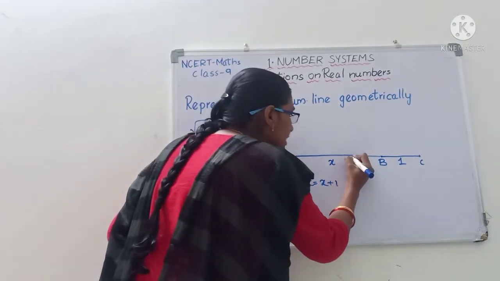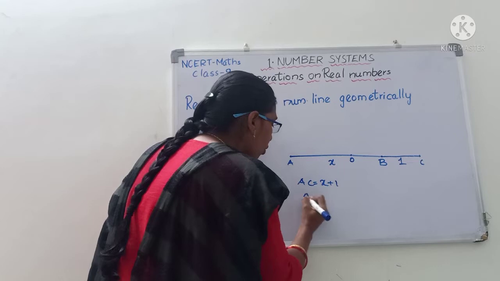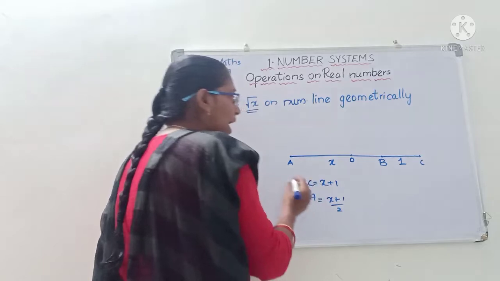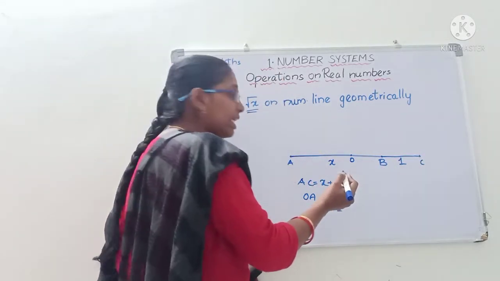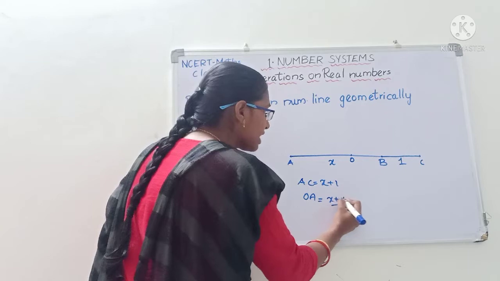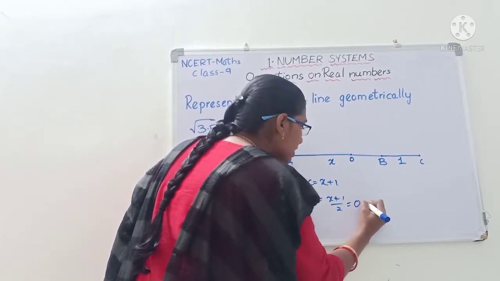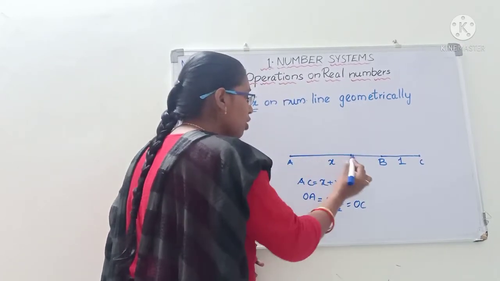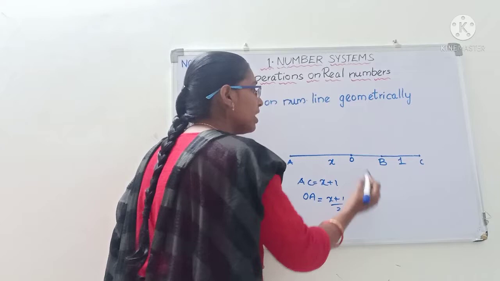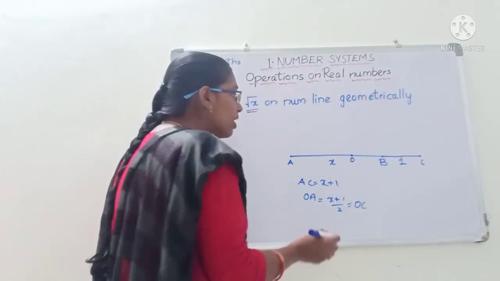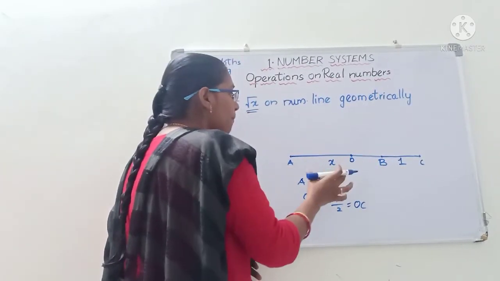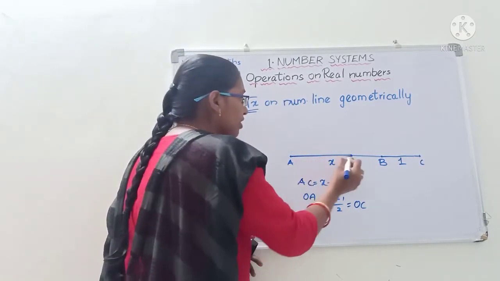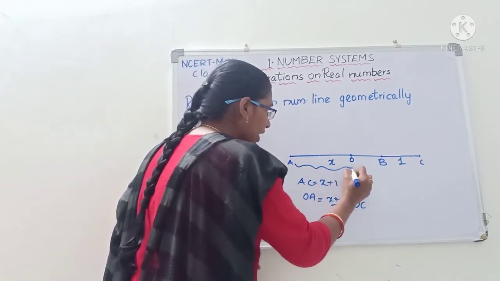Now, mark a center point O. Mark the midpoint of AC. Midpoint of AC will be O. That means OA will be x plus 1 by 2. Similarly, OC will be x plus 1 by 2. Now, with center at O, measure OA and draw a semicircle with radius OA.